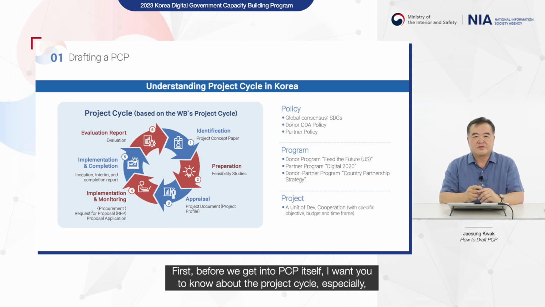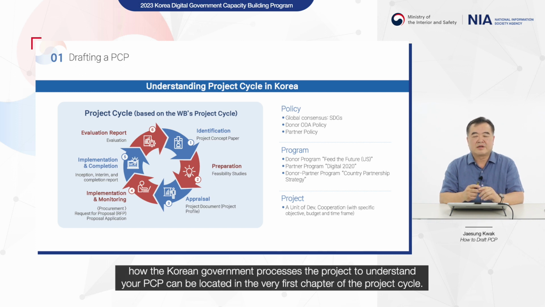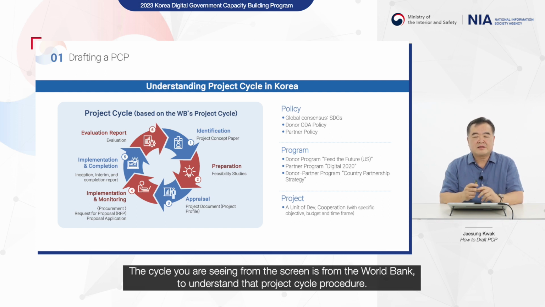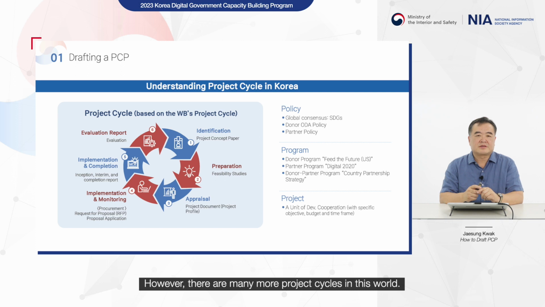First, before we get into the PCP itself, I want you to know about the project cycle, especially how the Korean government processes the project, to understand that your PCP can be located in the very first chapter of the project cycle. The cycle you are seeing on the screen is from the World Bank, the standard project cycle procedure. However, there are many more project cycles in this world; it could be 6 steps or 7 steps, even a smaller 5 steps.